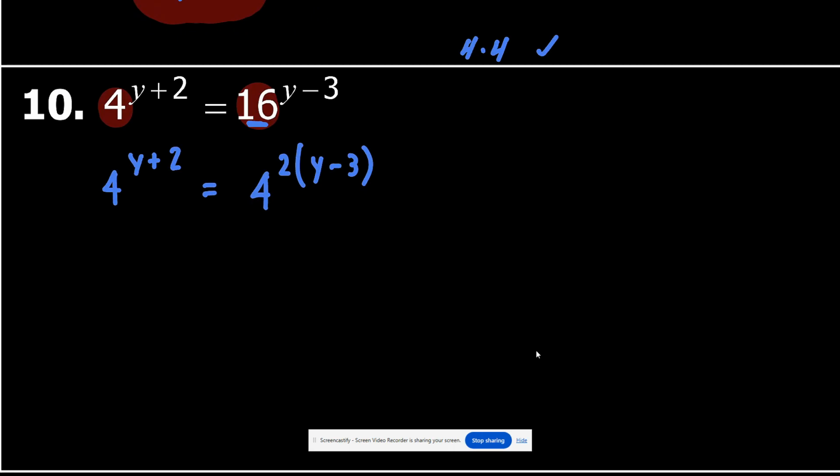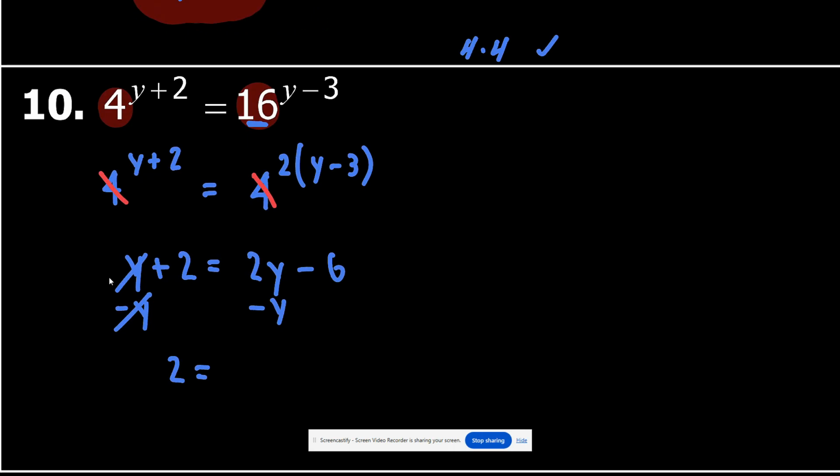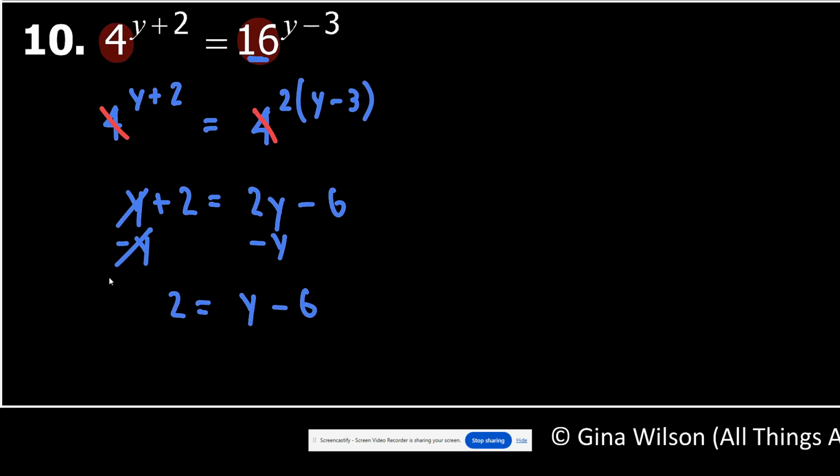But first, let's drop off the base. So y plus 2 equals 2 times y, 2y. 2 times negative 3, negative 6. Now, which one's smaller, 1y or 2y? Definitely 1y. So I'm going to subtract y. Cancels. So 2 equals 2y minus 1y is y minus 6. So last step, I'm going to add that 6 over to that 2. So y equals 8 is my answer.